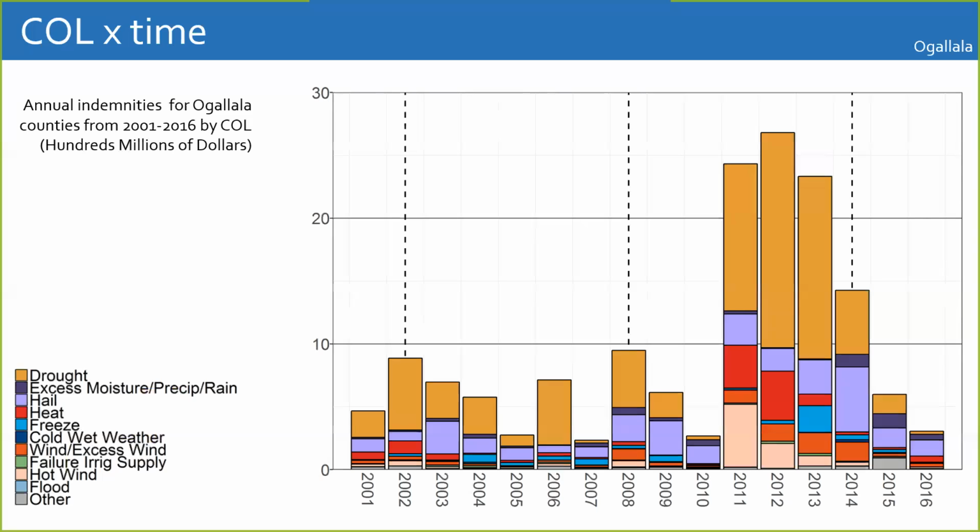And again, we can look at these causes of loss over time. These are the annual indemnities for the Ogallala counties from 2001 to 2016 by cause of loss in hundreds of millions of dollars. And what's striking is the really large increase in absolute indemnities starting in 2011 to 2014, especially those related to drought. We can also see an increase related to hot wind and heat. So heat in the red and hot wind in the pink. So 2011 to 2013.